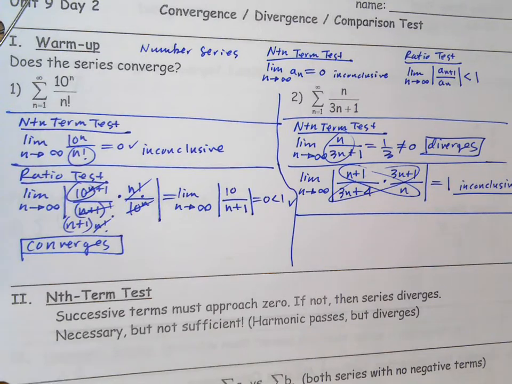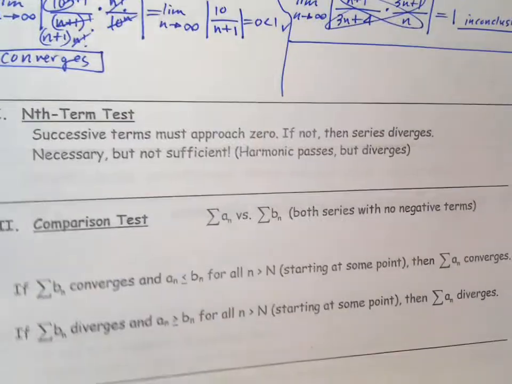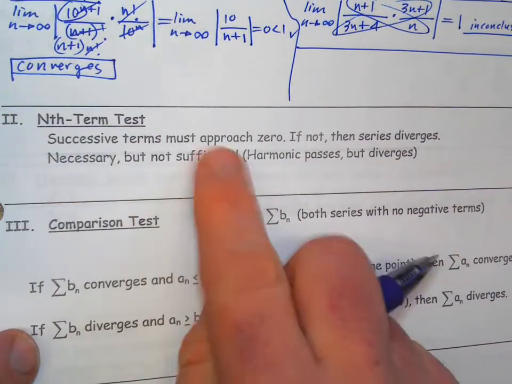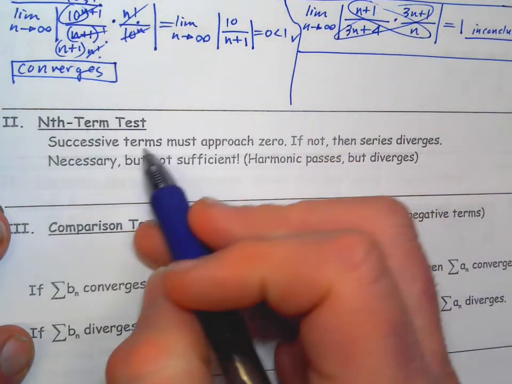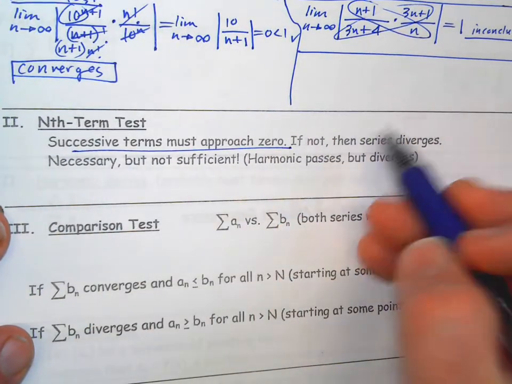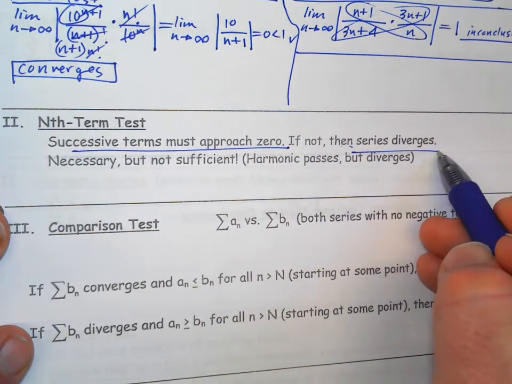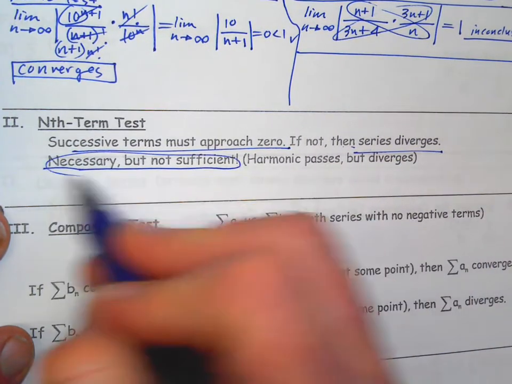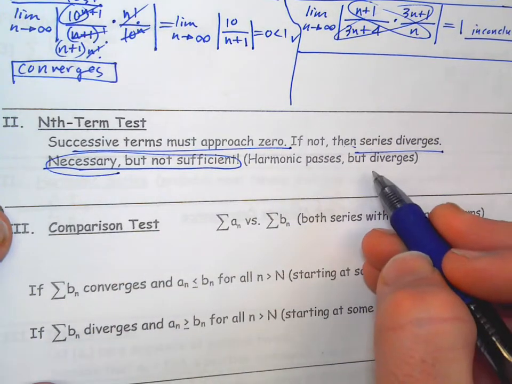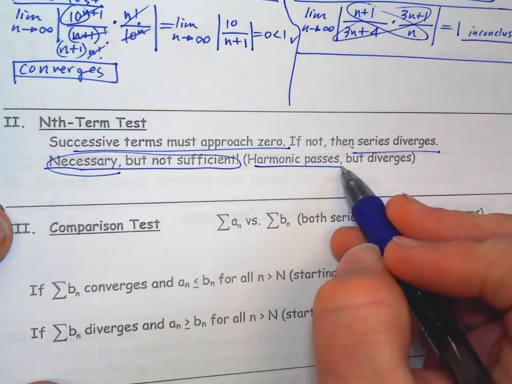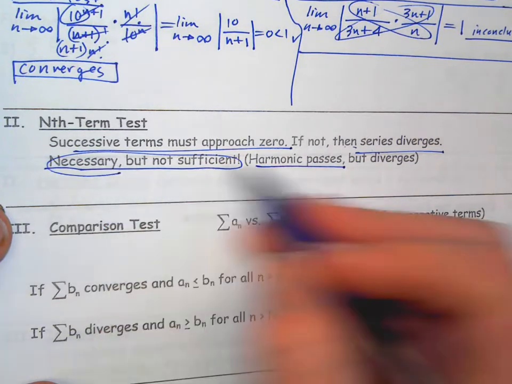Now we're going to add some stuff to our list. So we have the nth term test. Its successive terms must approach 0. In words, if not, the series diverges. It's a test for divergence. It's necessary but not sufficient. So, for instance, a harmonic series passes the nth term test but diverges, right?